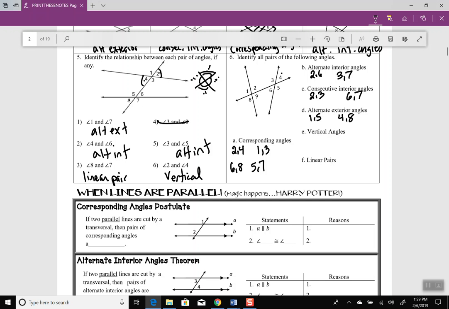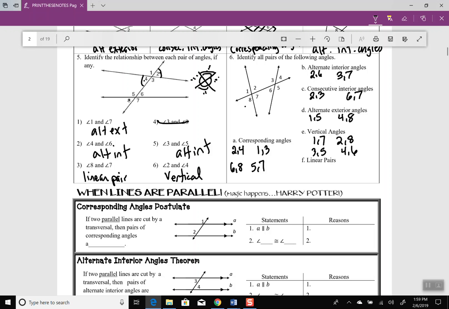Vertical angles, you got 1, 2, 3, 4 pairs. So 1 and, erase some of these lines. 1 and 7 vertical angles, 2 and 8, 3 and 5, and then 4 and 6.